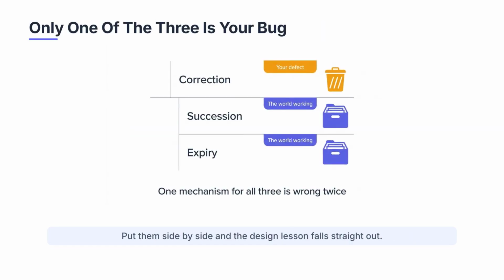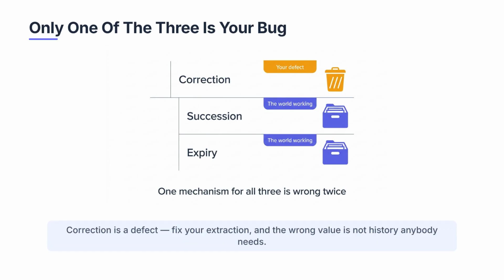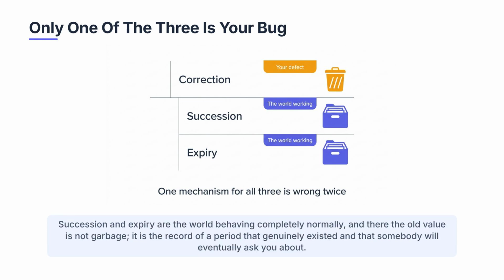Put them side by side, and the design lesson falls straight out. Correction is a defect. Fix your extraction, and the wrong value is not history anybody needs. Succession and expiry are the world behaving completely normally, and there, the old value is not garbage.